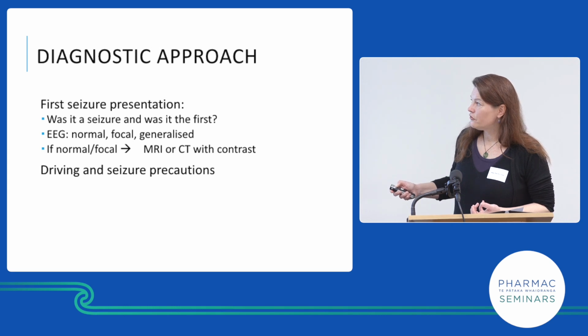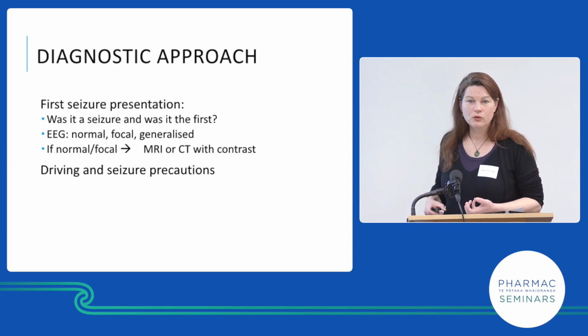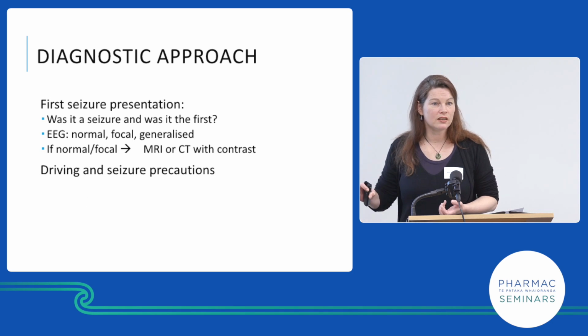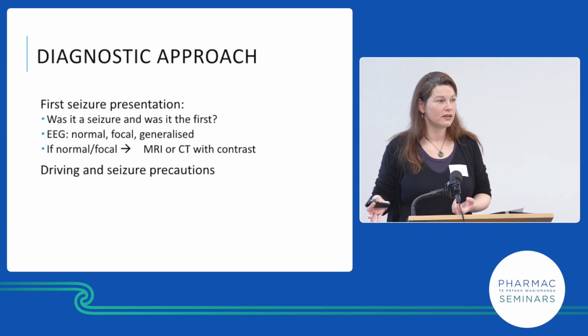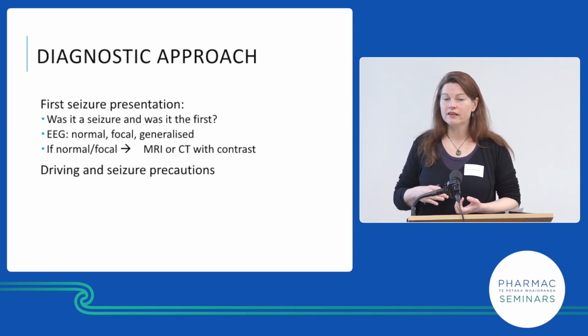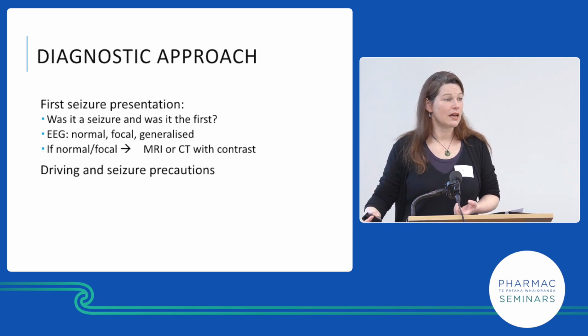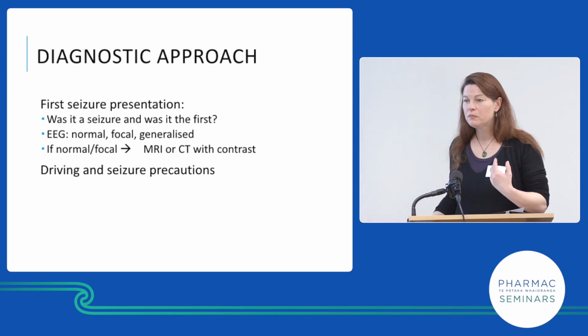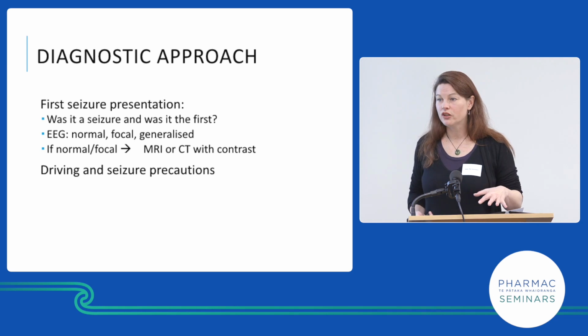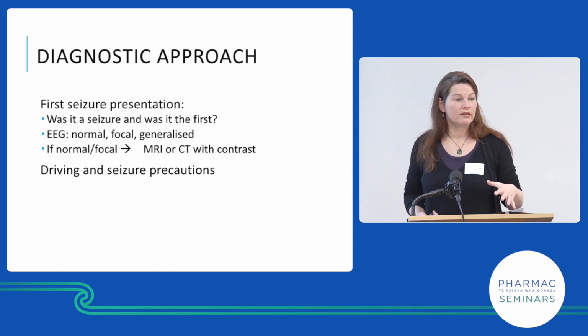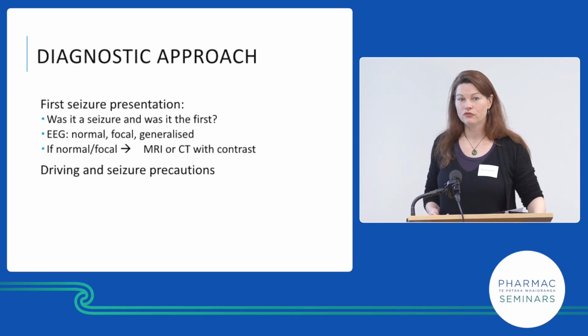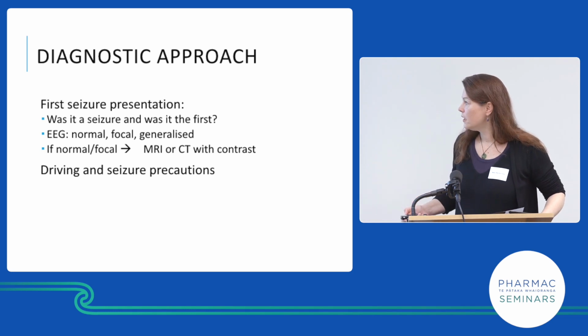If it's normal or has a focality, we then do brain imaging, and we usually skip CT. So CT in a new seizure is pretty useless. So we rather just go to the MRI scan and pick the patients who really need the MRI scan. So all these people really should probably come through the neurology clinic for first seizure assessment, and then they can be returned to you for ongoing management.